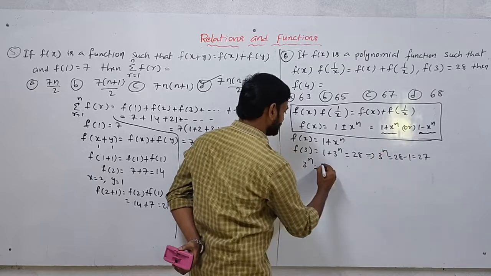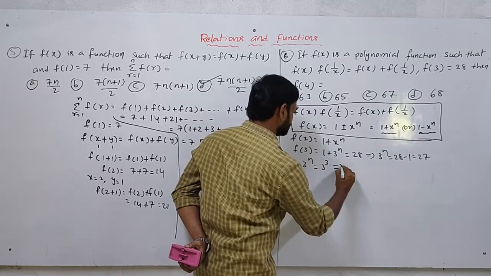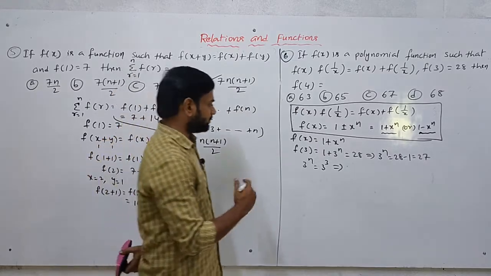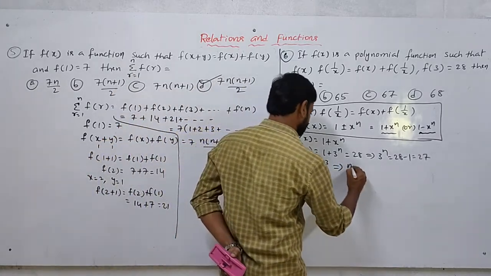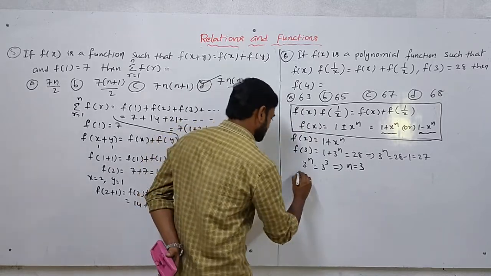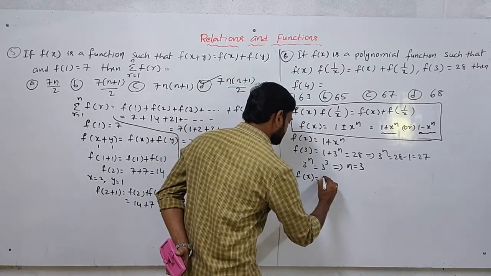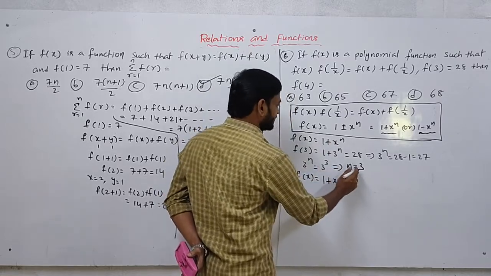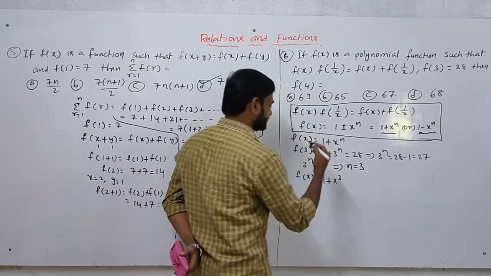How to write? 3 cube. So from this one, the base is equal, we can equate the powers. So n value is 3. Now what is the function? f of x equal to 1 plus x, same, n value we got 3, x cube.